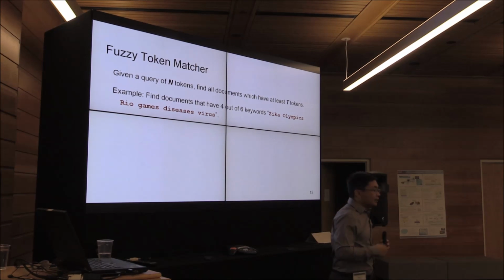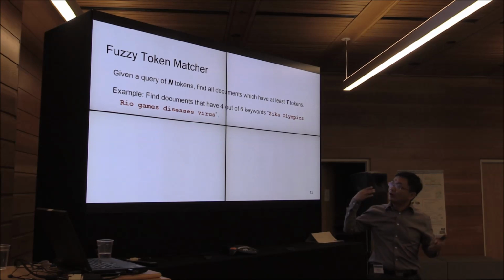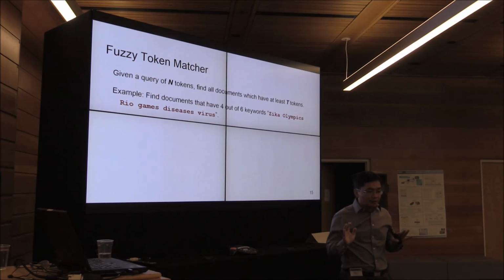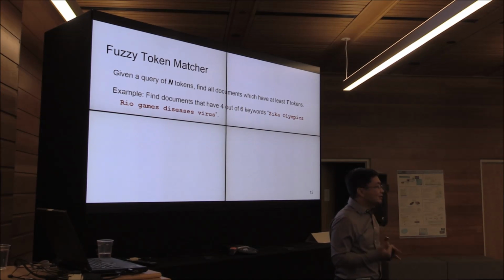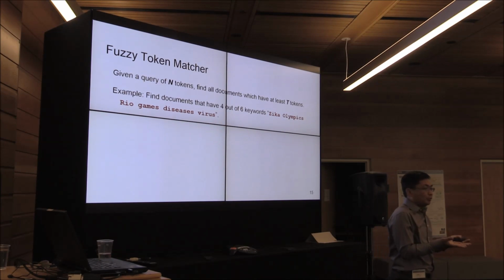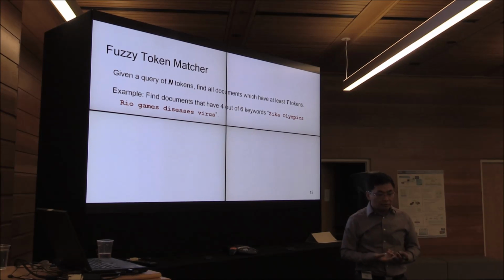Fuzzy token manager. One example: I have the keywords Zika, Olympics, real, games, disease, virus. I want to look for all the documents mentioning these few keywords, but not necessarily all of them. Maybe 4 out of 6 or 3 out of 6. This kind of operation, for people who work in this field, is very important for many cases like entity matching, schema mapping, even keyword search.